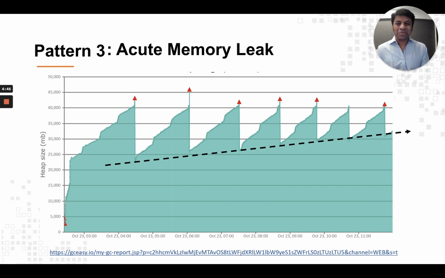Okay, that's good. So here is this slope. Look at the slope. This slope is going at 15 degrees. It is not going at 0 degrees like the earlier one. So when it goes at this kind of 15 degrees, it is telling us this application is having an acute memory leak. It's not very aggressive, but it is having a memory leak.